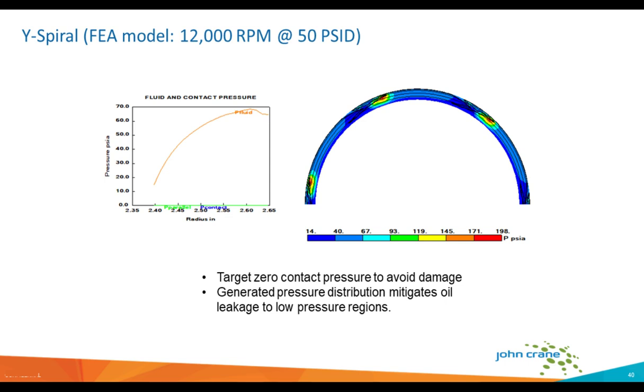So by application of the Y spiral groove, we're targeting very low contact pressure, so we have essentially zero contact pressure, no asperity contact, so that our entire fluid film is based on hydrodynamic load support. And then that generated pressure distribution at the termination point of that groove is going to migrate oil leakage away from the lower pressure regions of the seal.